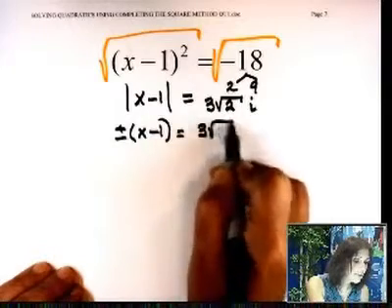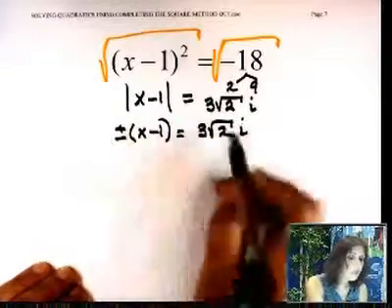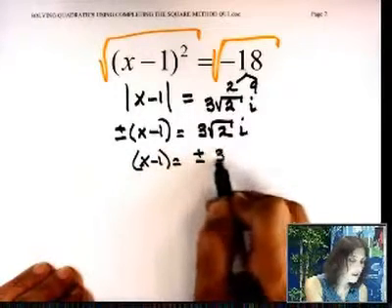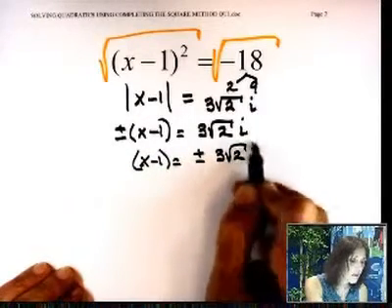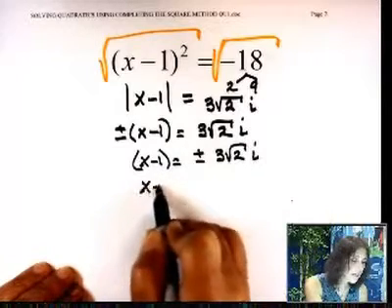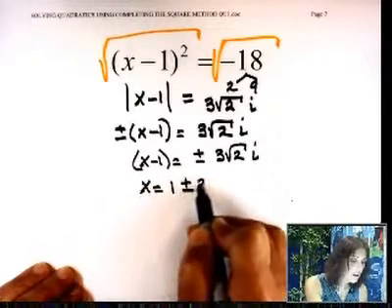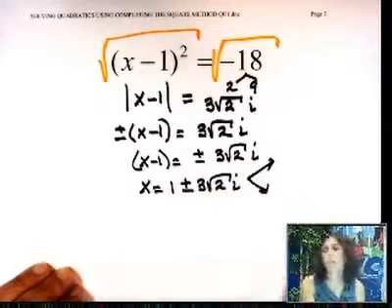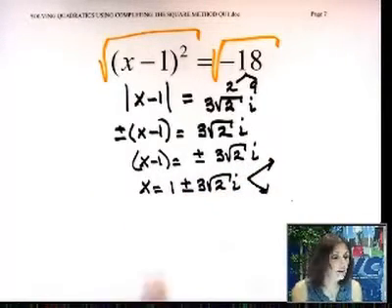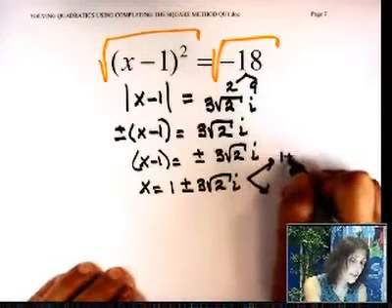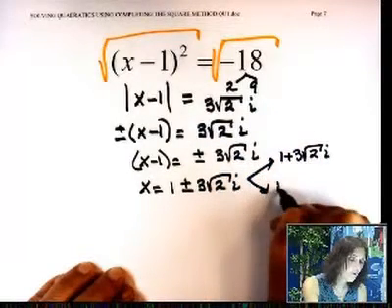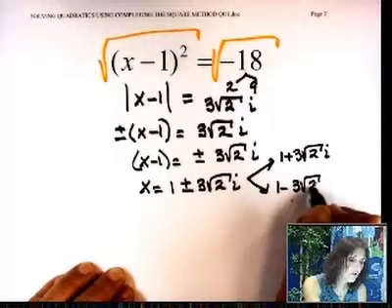Now you have this. Move the plus minus on the other side. Then move 1 to the other side. What did you end up with? You ended up with a complex pair, and the coefficient of i is irrational. 1 plus 3 rad 2i, 1 minus 3 rad 2i.